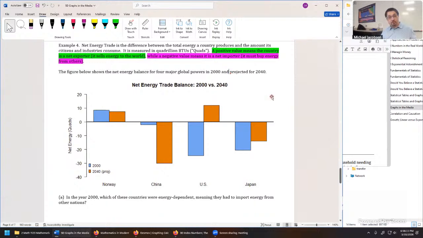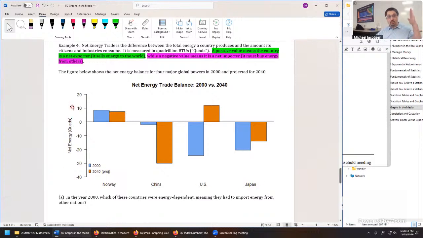Although no one knows what's going to happen in 2040, people make projections, and we're projecting into 2040. If all their expectations work out, we're projecting what their net energy will be in quads all the way into 2040 in this graph. That's what the colors are mentioning here. Blue is historical, orange is the projected data, and the categories go Norway, China, US, Japan.